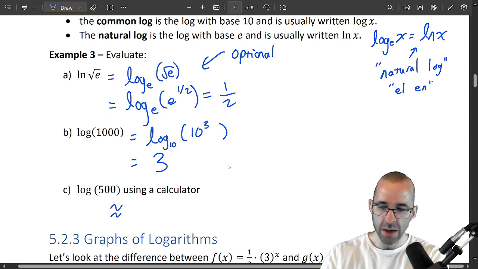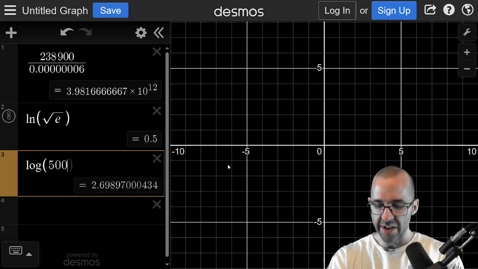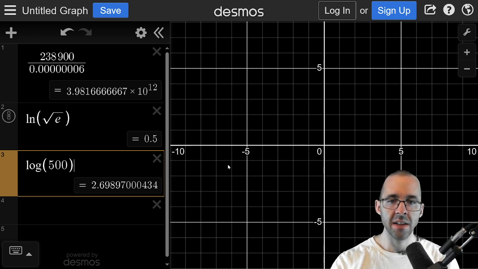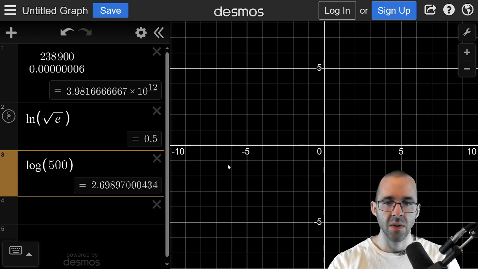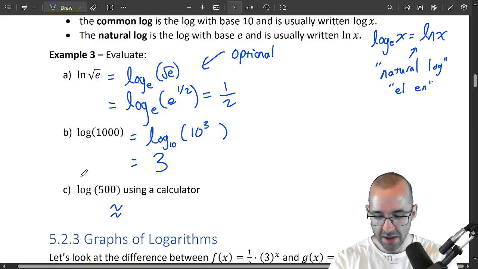Otherwise, I will show you what it looks like on Desmos. Log of 500. Yeah, it's between 2 and 3. About 2.69. If we round to 4 decimal places, 6990, because the 7 rounds the 9 up, which rounds the 8 up. So 2.6990.